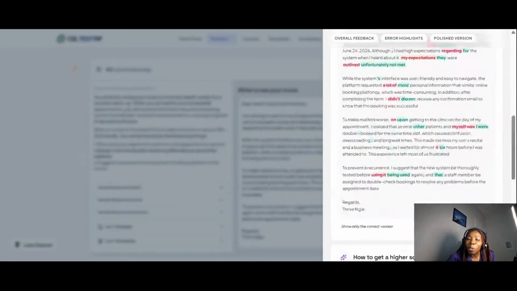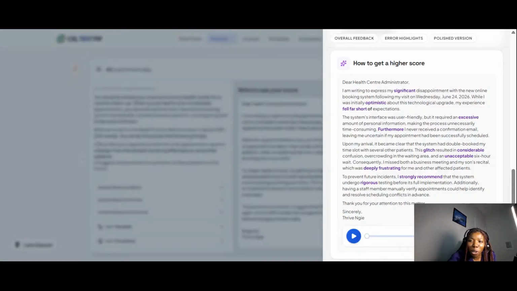It's just that the AI wants us to write like, okay, let's read. I always do not like following what they write, because most times, before you would write like that, you have to be a very good writer to write with the level of vocabulary they always use to correct. But I will read it and just pick one or two things from it. Dear Health Center Administrator, I'm writing to express significant disappointment with the new online booking system following my visit on Wednesday. While I was initially optimistic about the technological upgrade, my experience fell short of expectations. The system's interface was user-friendly, but it required an excessive amount of personal information, making the process unnecessarily time-consuming.